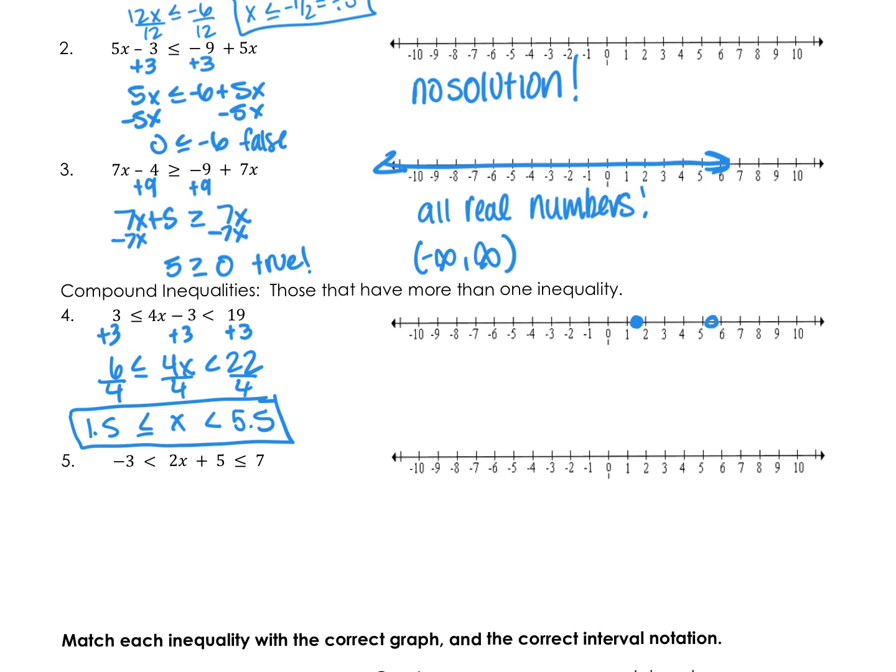And then we have to draw the arrows. So we have to think about both parts individually. So this part right here says x is greater than 1.5. So it'll go to the right.